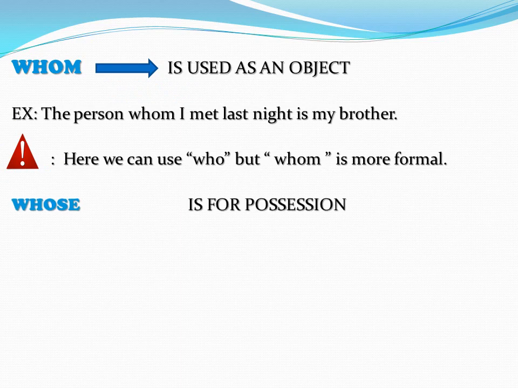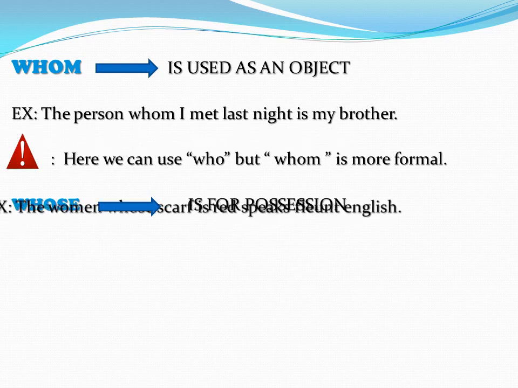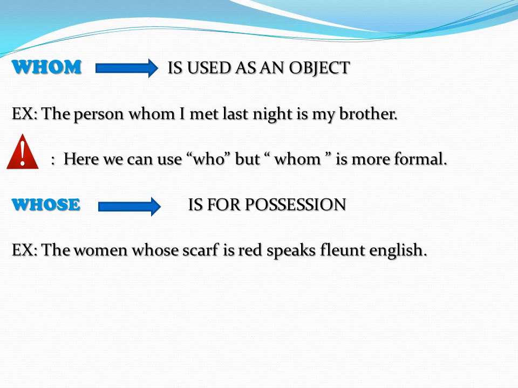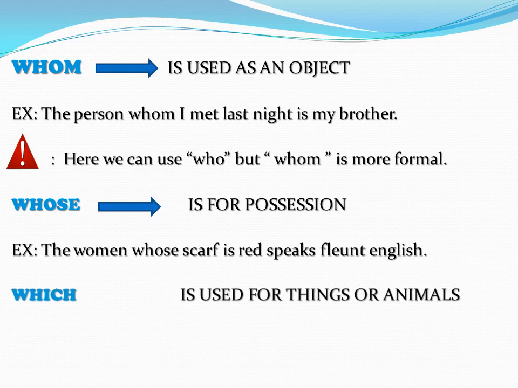Whose is for possession, the belonging, showing which thing belongs to whom. This sentence will make things clear: the woman whose scarf is red speaks fluent English. Whose scarf is red means that this scarf belongs to this woman. The man whose car is yellow or red or whatever you like is my uncle. It means that this car belongs to my uncle.